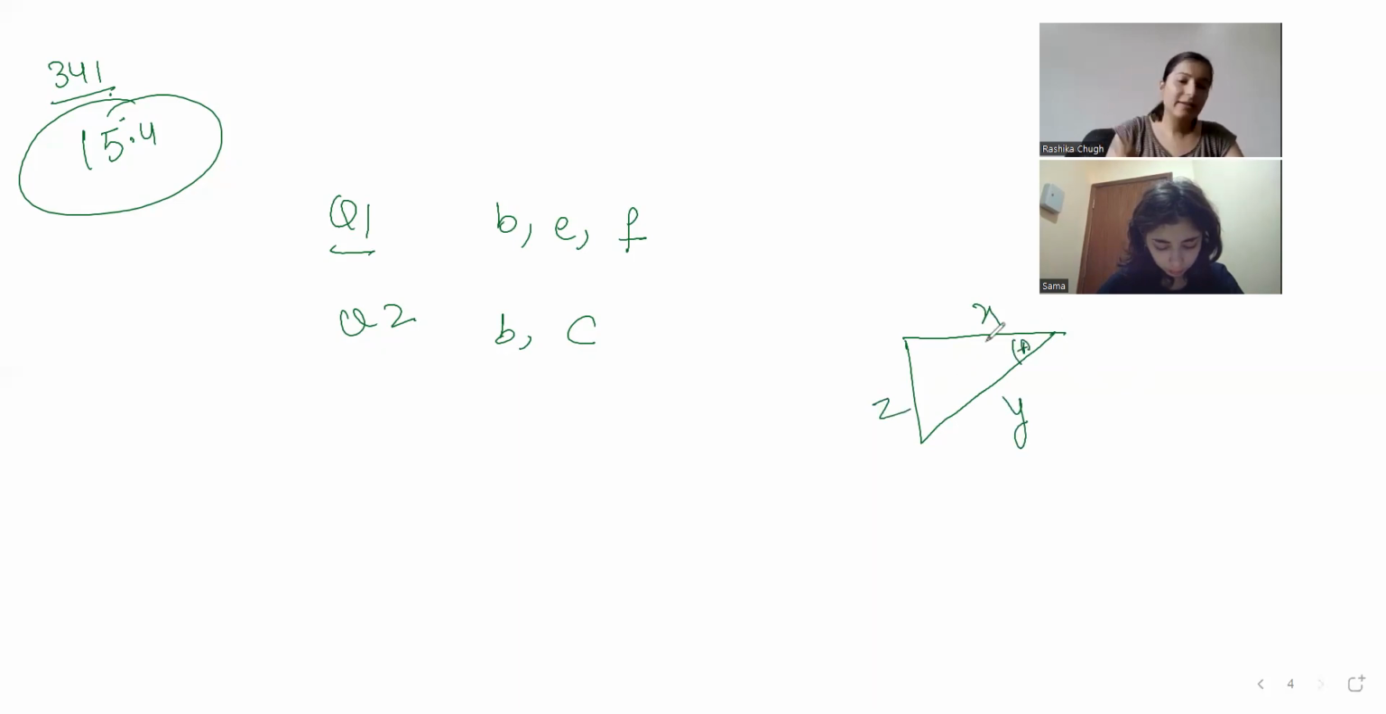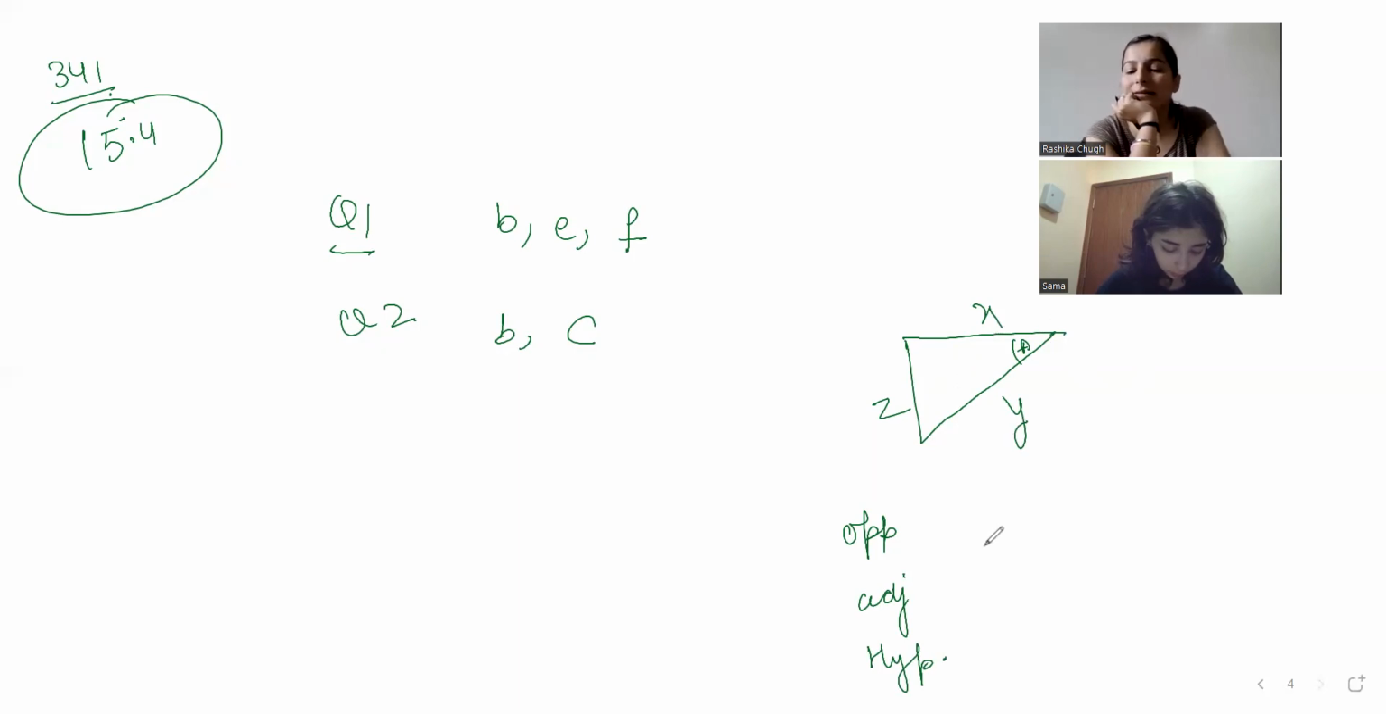In front of this angle A, we have to figure out which one is opposite, which one is adjacent, and which one is hypotenuse with respect to angle A. In front of it would be the opposite, and the one it's connected to would be the adjacent. You can name it whether it is X, Y, or Z. So A would be the opposite and B would be the adjacent.